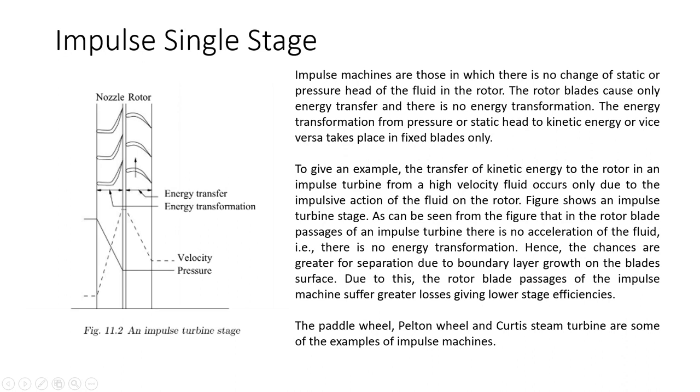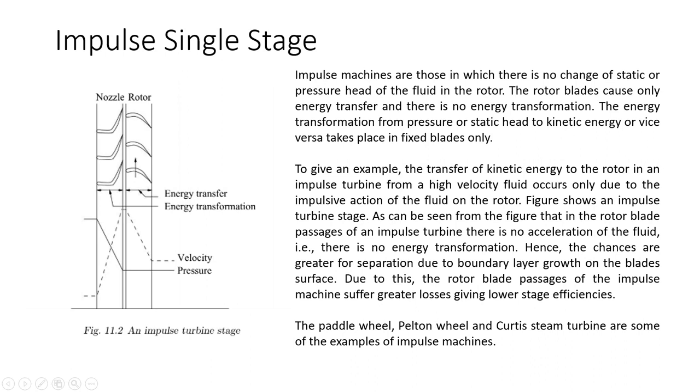But the static pressure will remain constant. This is one difference between the impulse stage and the reaction stage, so keep that in mind. I'll just read this out, the same thing. Impulse machines are those in which there is no change of static or pressure head of the fluid in the rotor. So this is your rotor, and there is no change of static pressure head. The rotor blade causes only energy transfer and there is no energy transformation.